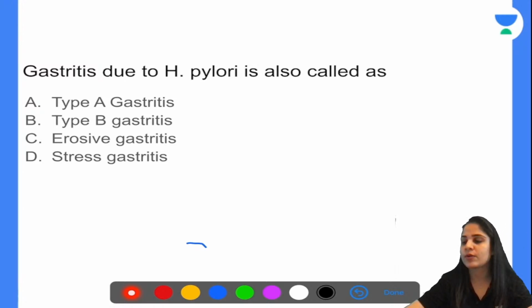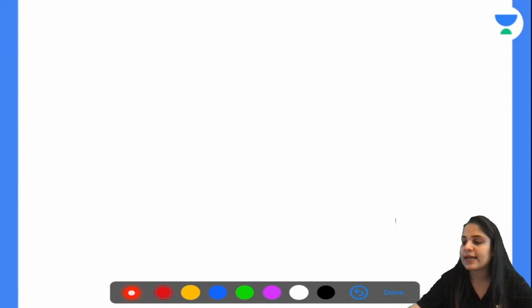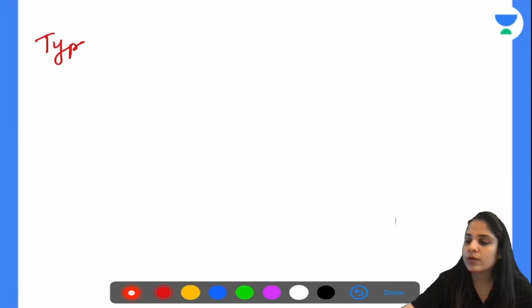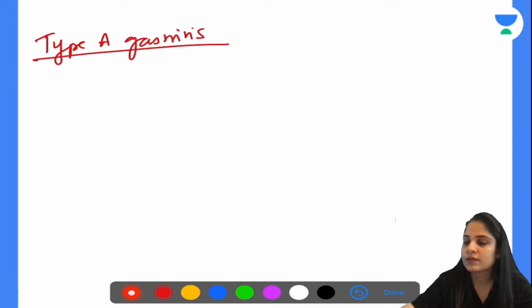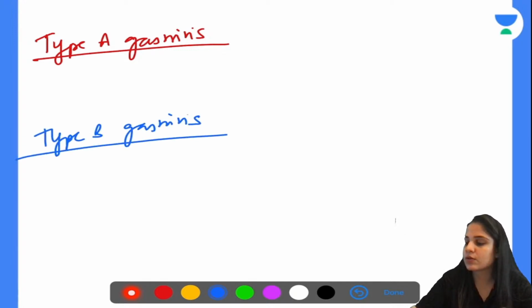So most of you have answered it correctly. It is B. Type B gastritis is caused due to H. pylori. So quickly tell me, what is the cause of type A gastritis? Very easy to remember. In fact, there is a small mnemonic to remember this. A is autoimmune cause. Remember, A is autoimmune cause.